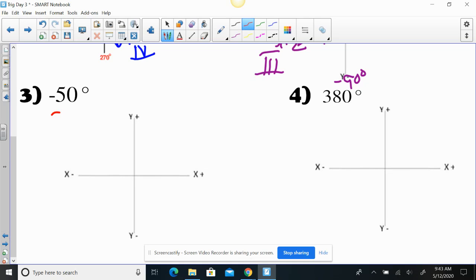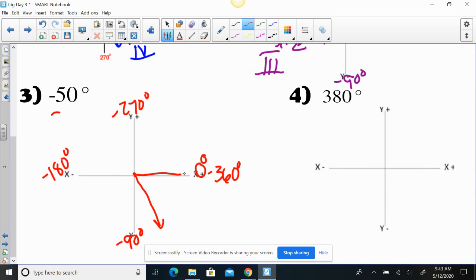So this one's a negative, so I'm going to go clockwise. Negative 180, negative 270, negative 360. All right, negative 50, this is also 0. Negative 50 should be somewhere here. It's a little bit more than halfway, but we don't even need to worry about that. There's my initial side. I'm going to open it up clockwise, and I am in quadrant 4 if it asks me. So there's my angle.